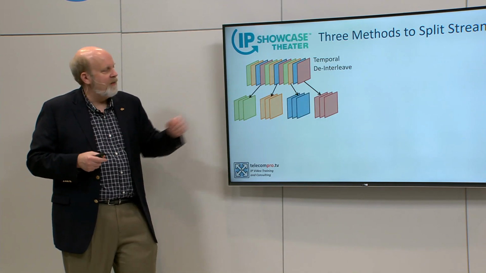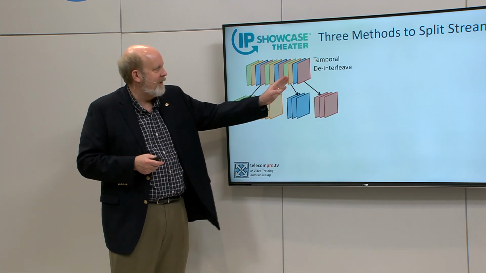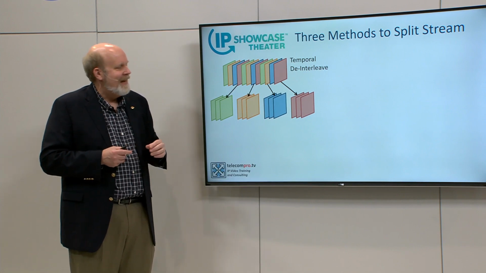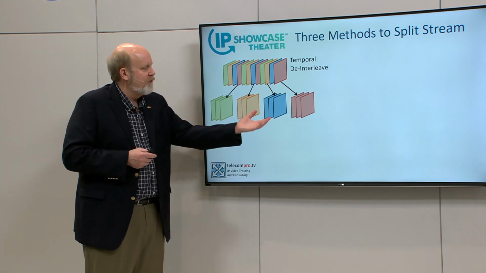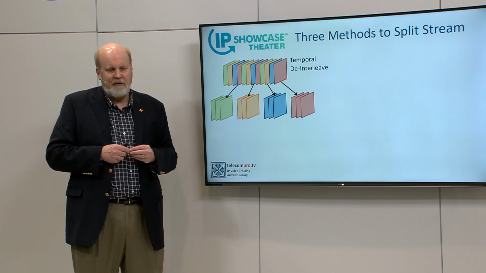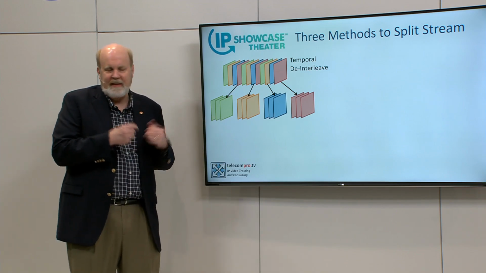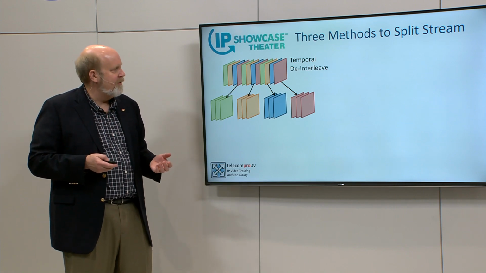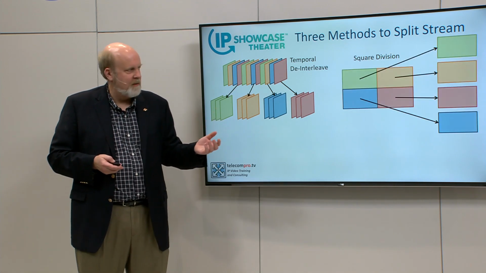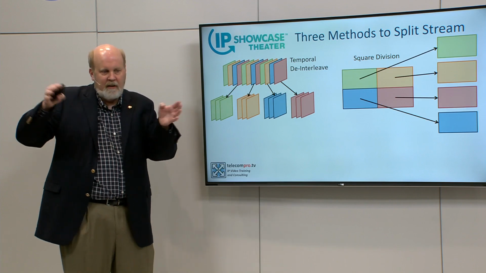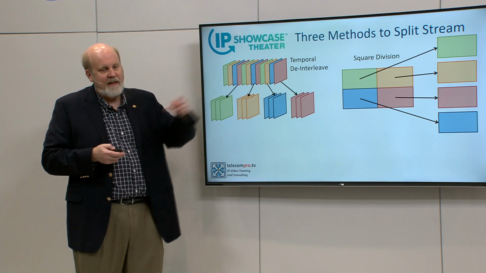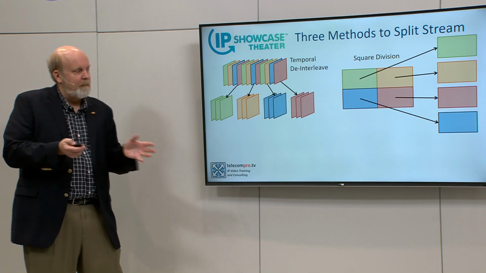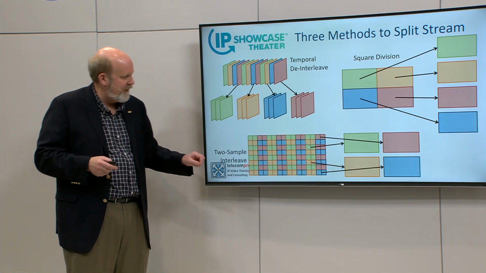The easiest one is a high frame rate situation. So I'm going to take maybe something that's running at 240 frames per second and cut it into 4 streams, each running at 60 frames per second, just by de-interleaving the frames. Another one that's fairly easy to understand is square division. So I take my big image and I cut it into 4 smaller pictures and send each one as a video stream. The last one is kind of the coolest one, but also the hardest one to really understand.